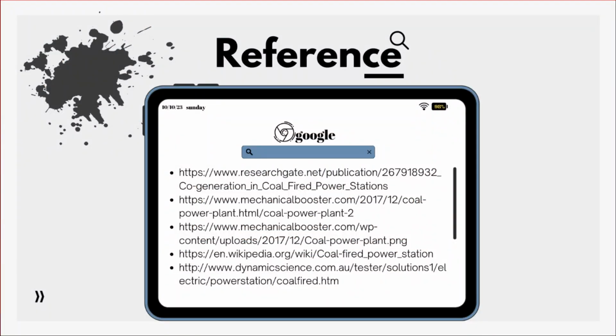Next, this is our reference for power generation in electrical system using coal for this assignment.